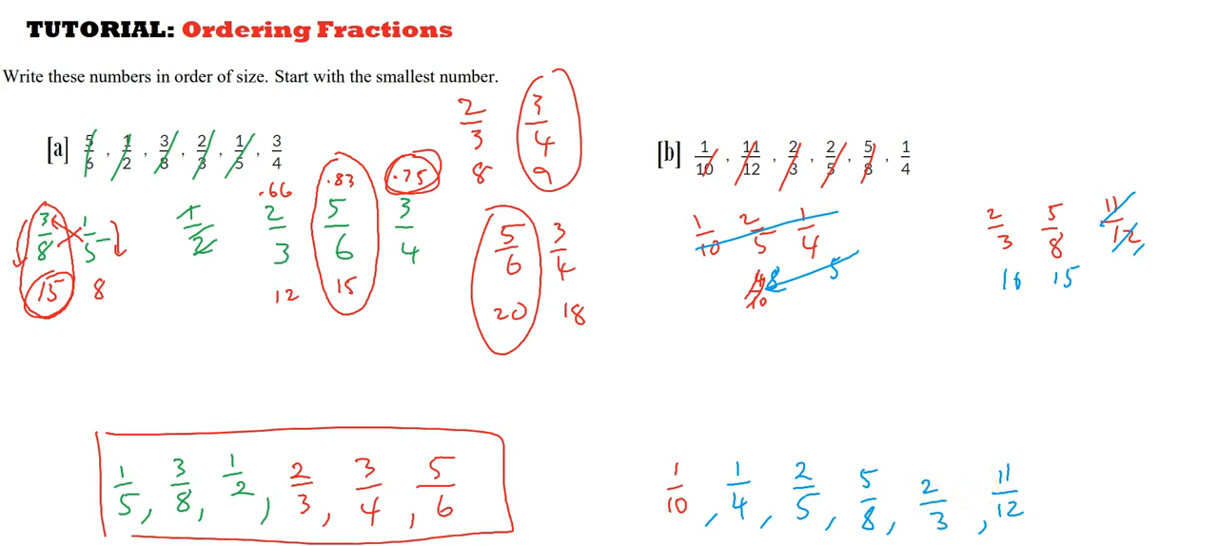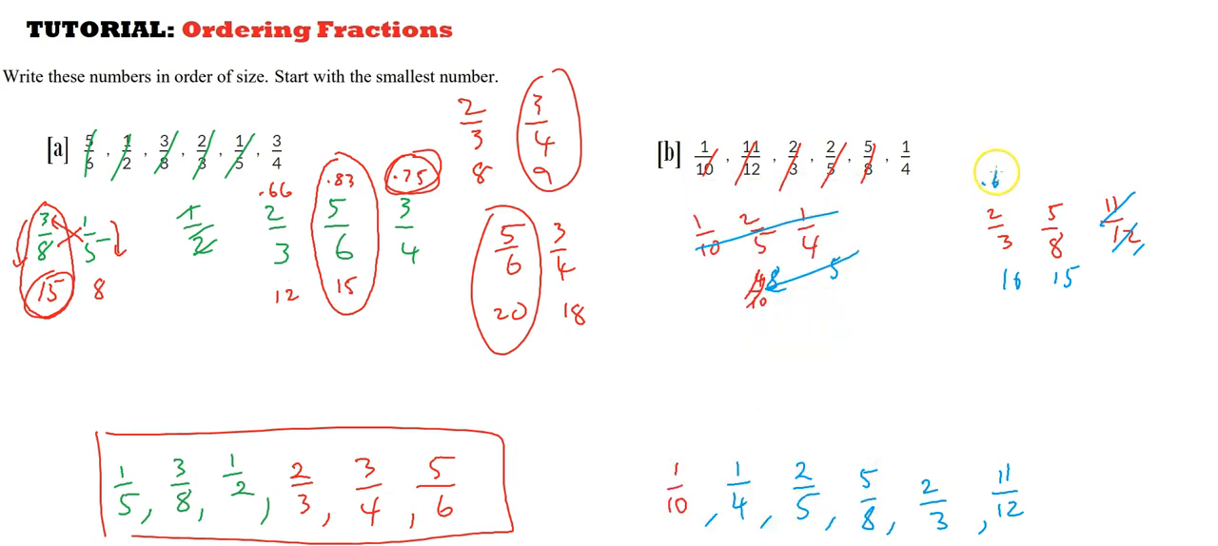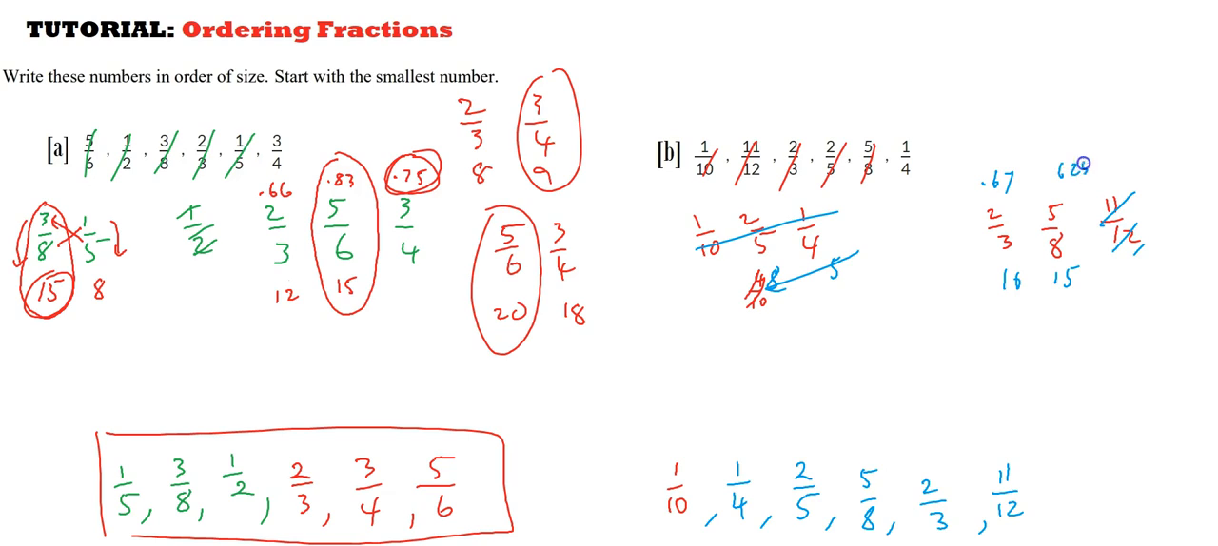You can just check. Look, I would do it by my calculator. So I'd go 2 divided by 3, right? So that's 0.67, and 5/8. So 5 divided by 8 would give me 0.625. So yes, that is bigger. And this is the correct order.